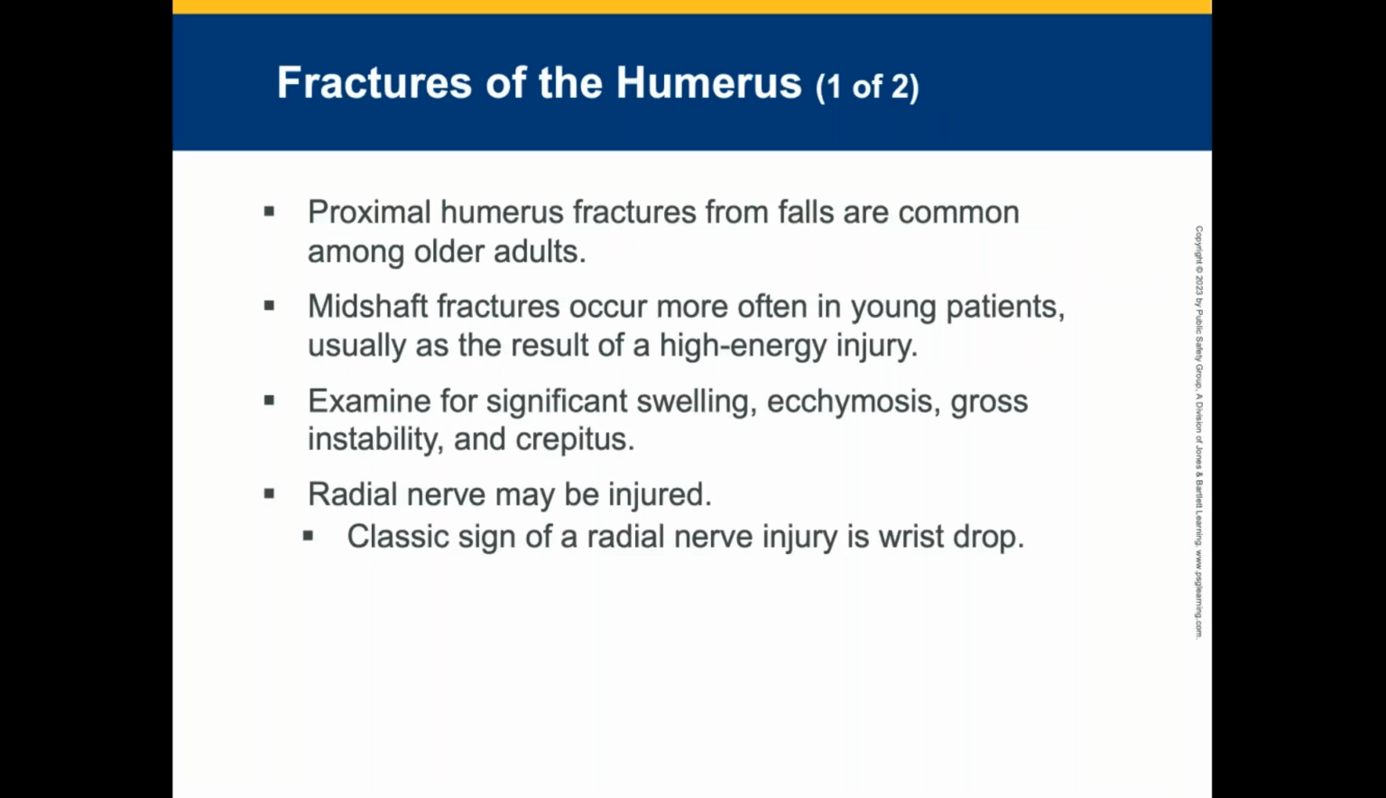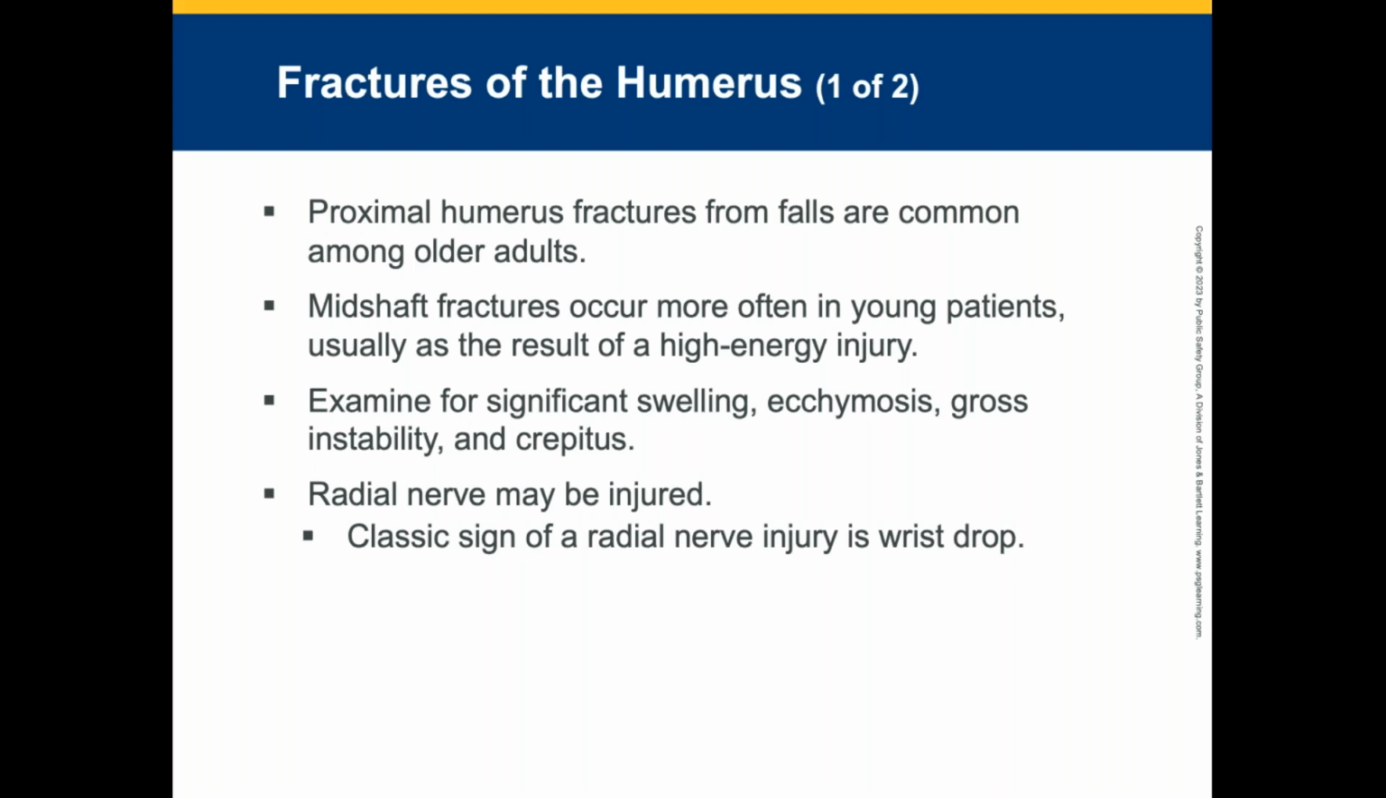Fractures of the humerus may either occur approximately in the midshaft or distally at the elbow. Proximal humerus fractures from falls are common among older adults. You have that proximal fracture of the humerus up more towards the shoulder. Midshaft fractures occur more often in young patients, usually a result of a high energy injury. I've seen quite a few midshaft fractures as well in my time so far.